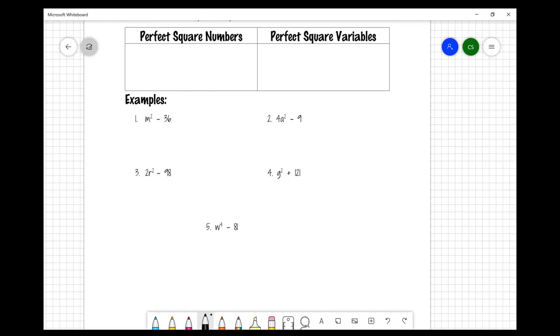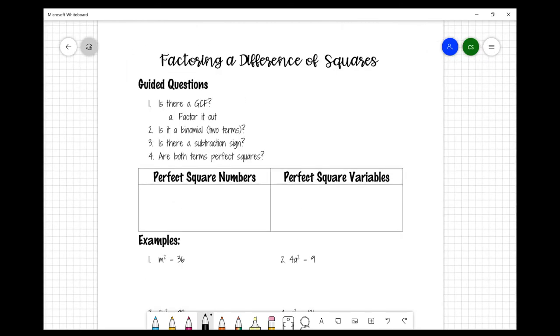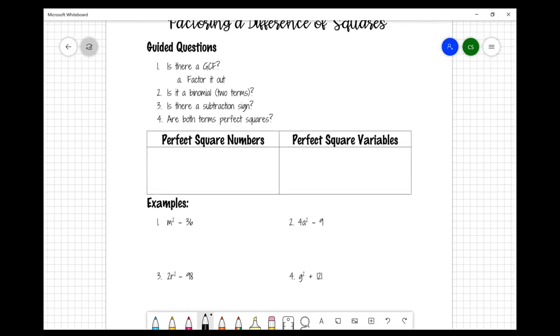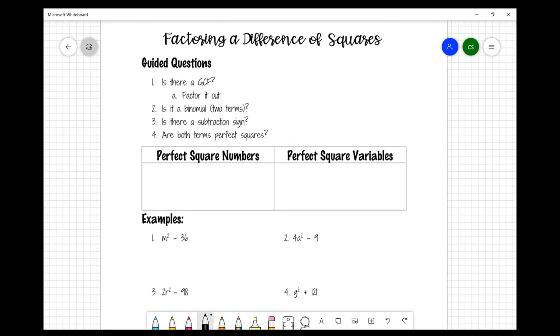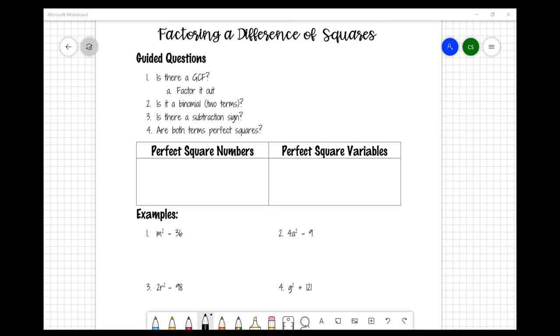All right, today we are factoring a difference of squares. So a difference of squares is just exactly what it says. We'll be factoring binomials, squares meaning perfect squares, and difference meaning subtraction.